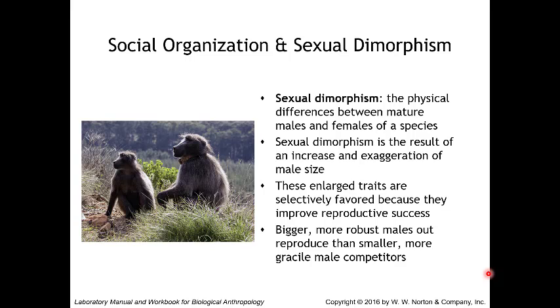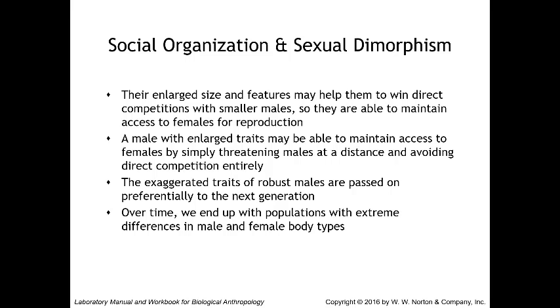These enlarged traits are selectively favored because they improve reproductive success. Bigger, more robust males out-reproduce the smaller, more gracile male competitors. Their enlarged size and features may help them win direct competitions with smaller males, so they're able to maintain access to females for reproduction. A male with enlarged traits may be able to maintain access to females by simply threatening males at a distance and avoiding direct competition entirely. The exaggerated traits of robust males are passed on preferentially to the next generation, and over time we end up with populations with extreme differences in male and female body types.